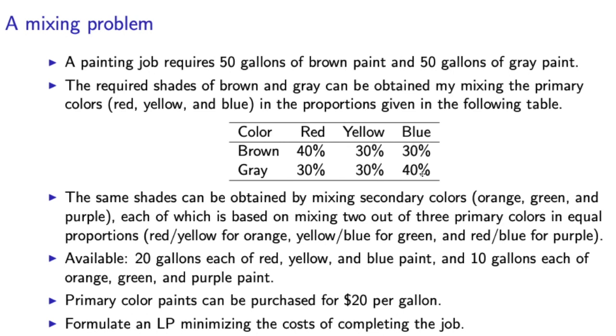40% of blue. Now, these are the primary colors, but mixing two of the three primary colors in equal proportions will give us what is called the secondary colors. The secondary colors are orange, green, and purple. Orange is obtained by mixing red and yellow, green is obtained by mixing yellow and blue, and purple is obtained by mixing red and blue.